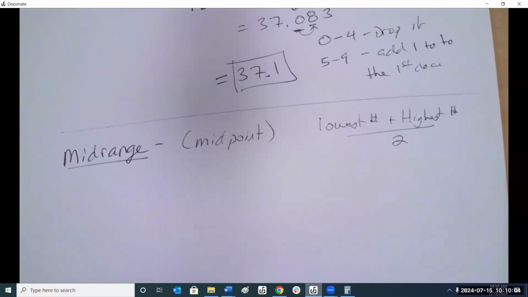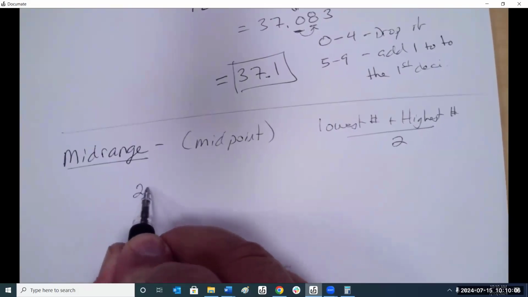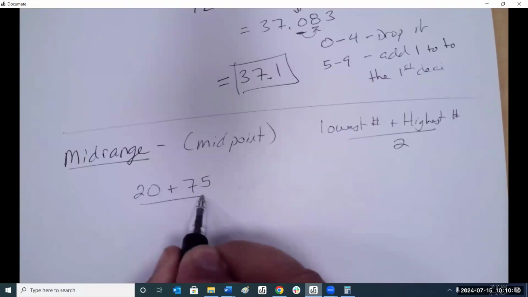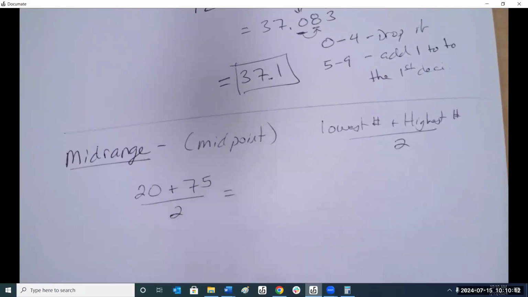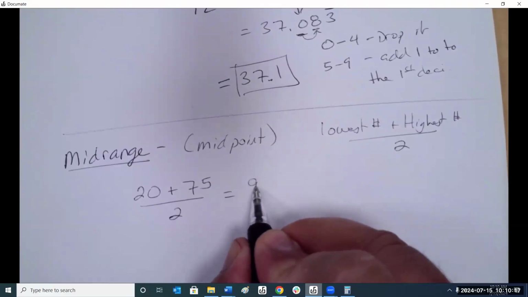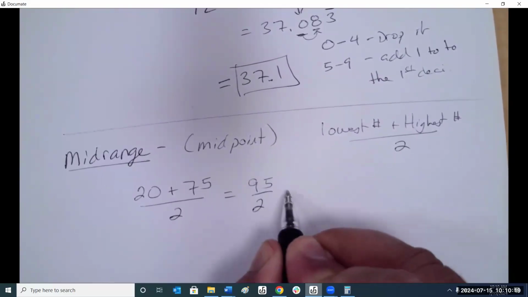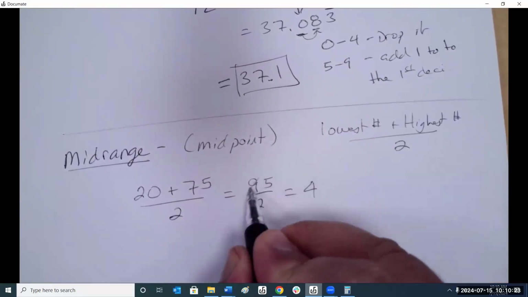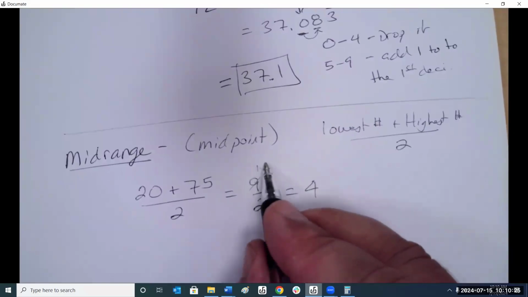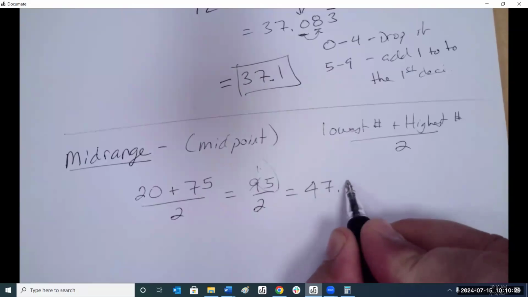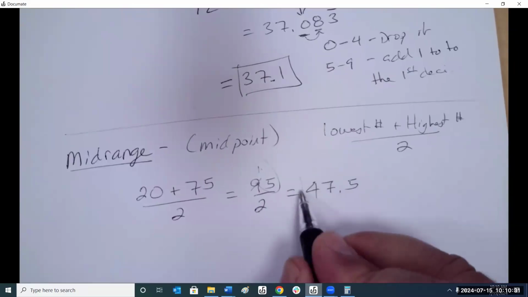In the one we just did, our lowest number was 20 and our highest number was 75. If we add both of those, we get 95 divided by 2. 2 goes into 9 4 times with 1 left over. 2 goes into 15 7 times with 1 left, so it's 0.5. It's 47.5.